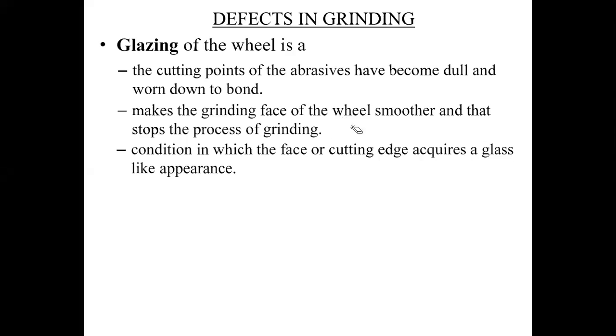That is required. So glazing makes the wheel smooth and stops the process of grinding. If you don't have sharp edges, you have very dull, lump-like surfaces which don't have any sharp cutting edges, then you stop removing material. Even though the grinding wheel is rotating, material removal is not possible. It is a condition in which the face of the cutting edge acquires a glass-like appearance. So here you need to restore the surface to what it was at the starting position, right?